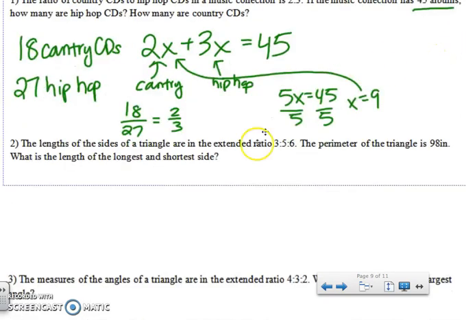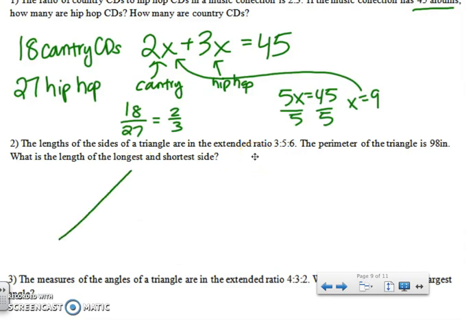So we're going to get into geometry now. The lengths of the sides of a triangle are in the extended ratio 3 to 5 to 6. So I've got some triangle, and I've got one side that is 3, one side that is 5, one side that is 6. But the perimeter of my triangle is going to be 98. I can see that if I add 6 plus 5 plus 3, I'm not going to get 98. So I need to make this shape larger by some amount that I don't know. So let's call it x.